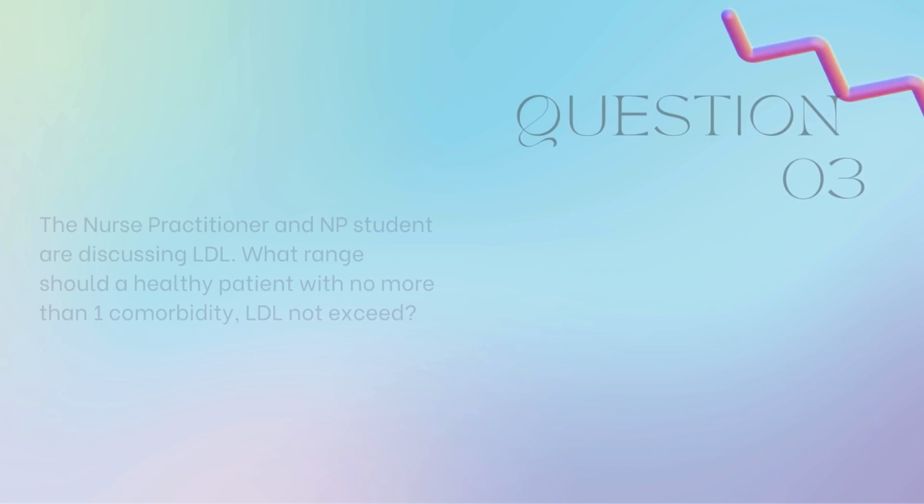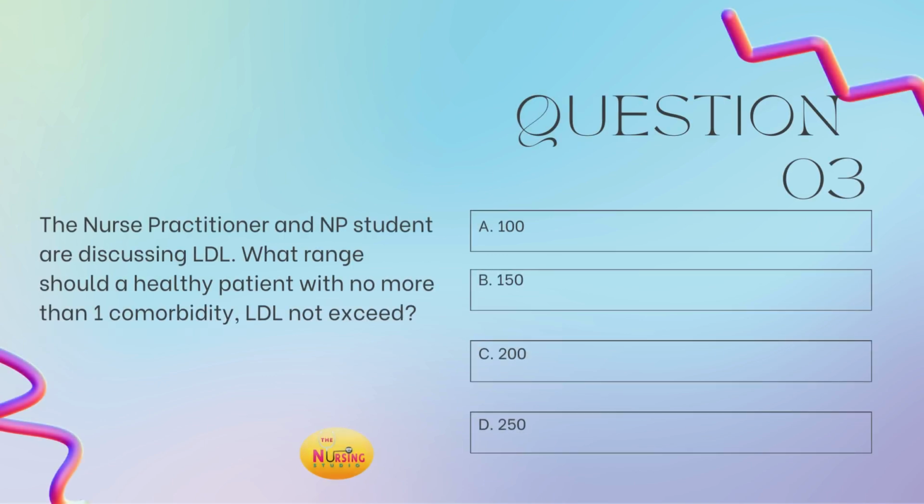And then lastly, question number three, the nurse practitioner and NP student are discussing LDL. What range should a healthy patient with no more than one comorbidity LDL not exceed? Is it A, 100, B, 150, C, 200, or D, 250?